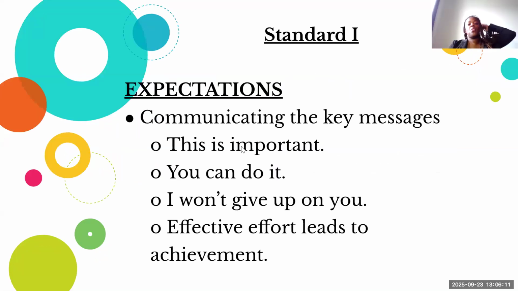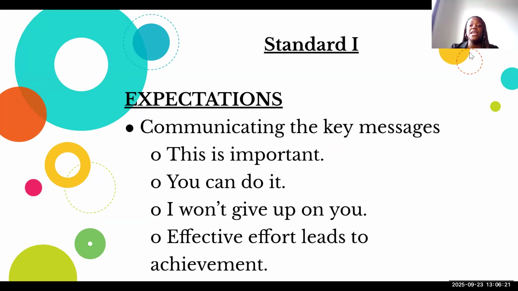So a little bit about Standard 1. Standard 1 is really about communicating expectations. When we come in and we are observing you, we are looking that you are communicating these key messages. The key messages are: this is important, you can do it, I won't give up on you, and effective effort leads to achievement. Those are some of the things that we can write claims about in Standard 1.